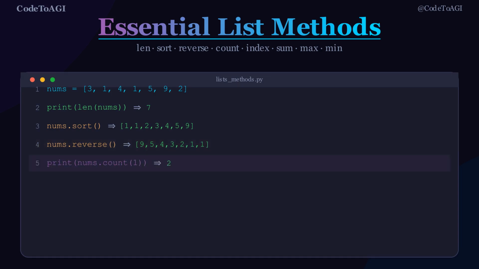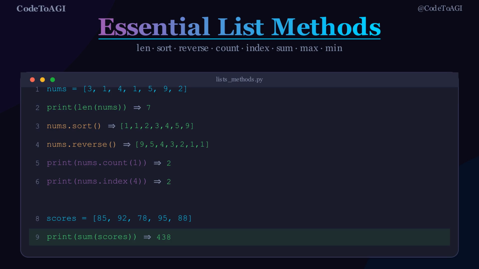Look at the examples. We start with numbers 3, 1, 4, 1, 5, 9, 2. Len of numbers is 7. After sort, the list is 1, 1, 2, 3, 4, 5, 9. After reverse, 9, 5, 4, 3, 2, 1, 1. Count of 1 returns 2. 1 appears twice. Index of 4 returns 4. 4 is at position 4. These methods work on any list, strings, numbers, mixed types. You will use len and sort in almost every real project.